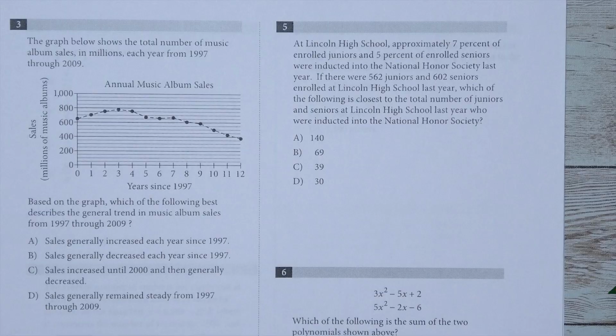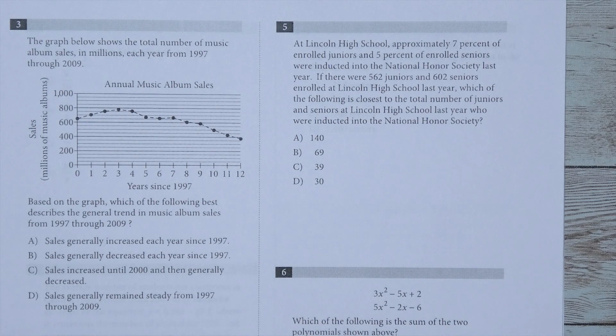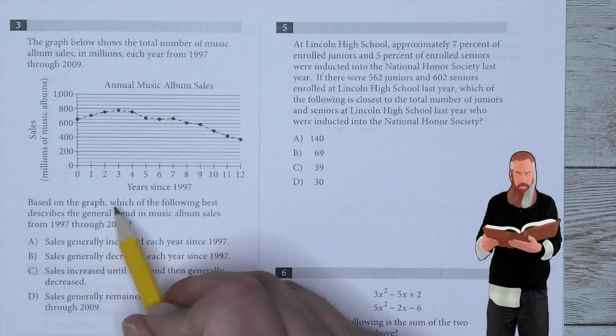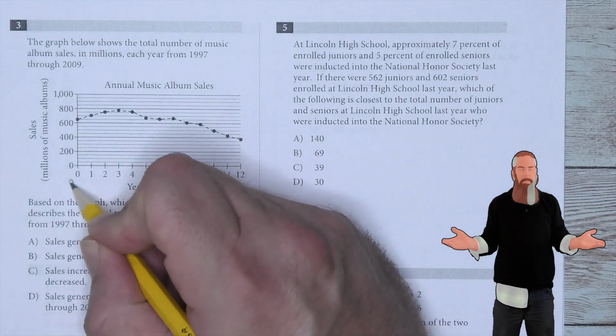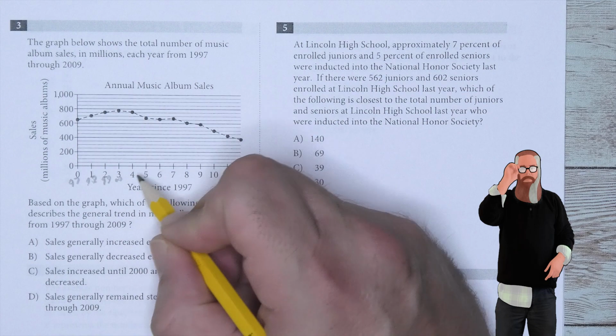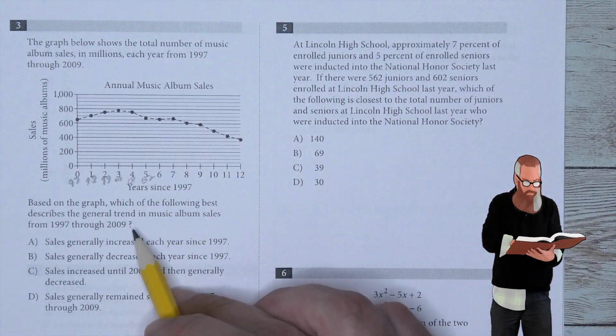B is the answer. The graph below shows the total number of musical album sales in millions each year from 1997 to 2009. Based on the graph, which of the following best describes the general trend in music album sales from 1997 to 2009? Well, this is years since 97, so this is actually 1997, 98, 99, 2000, 01, 02, and what have you.